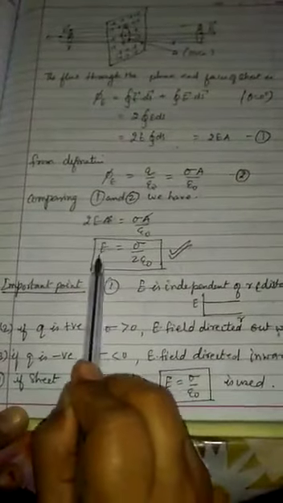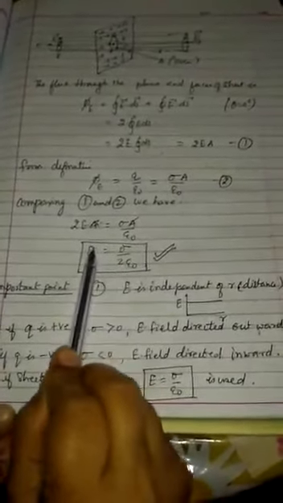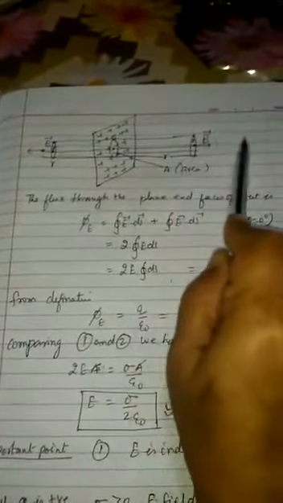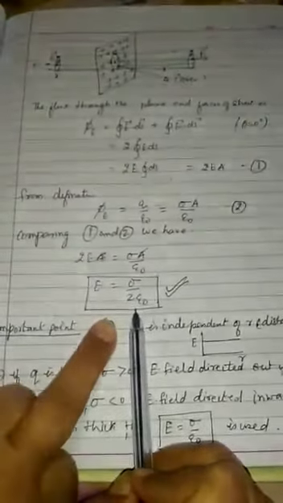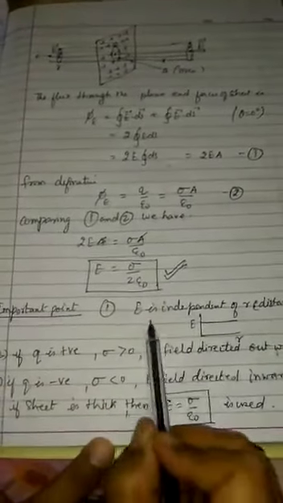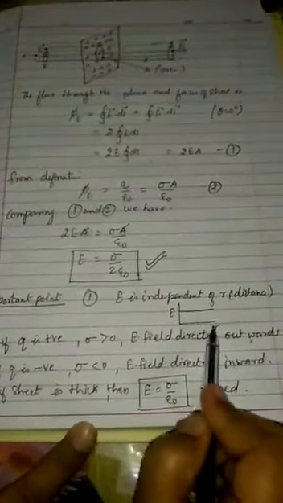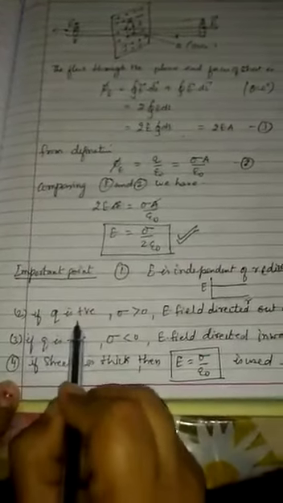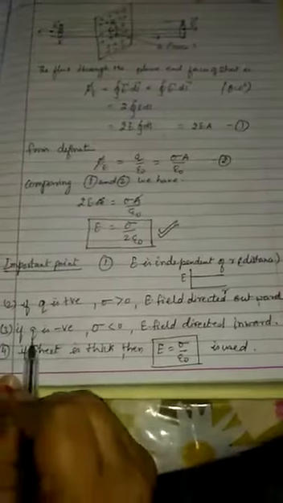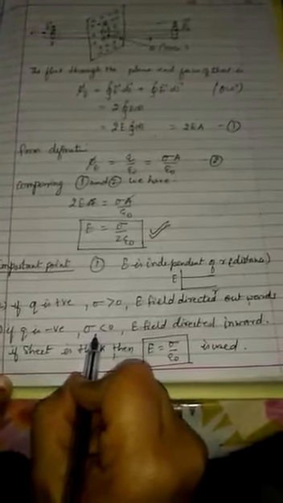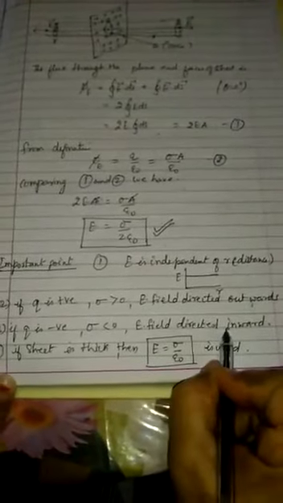Therefore we have some important points. This equation does not have any term related to r. So the electric field at this point and on this side will remain the same because it does not depend upon the distance. So E is independent of distance. The graph is a straight line. If Q is positive, sigma is greater than 0, and the electric field is directed outward. If Q is negative, sigma is less than 0, and the electric field is directed inward.